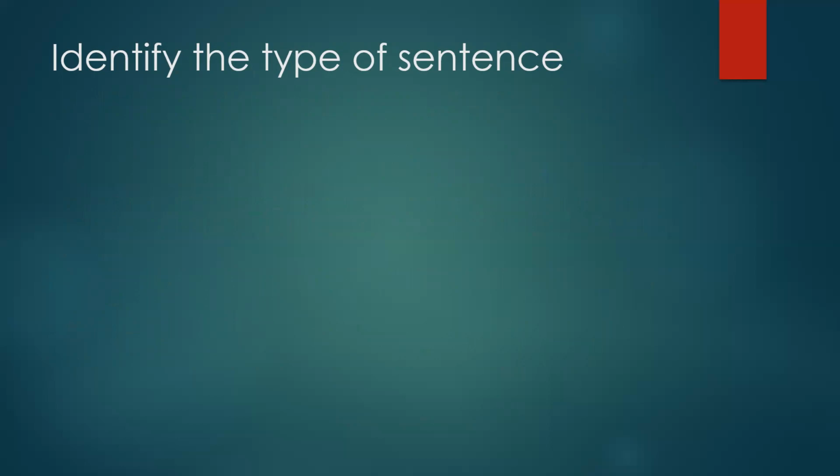First, look at the end of the sentence. If you see a question mark, you don't even have to think. You can just blindly go ahead and write your answer. You can say that it is an interrogative sentence. If you find an exclamation mark at the end of a sentence, blindly go ahead and say that it is an exclamatory sentence.